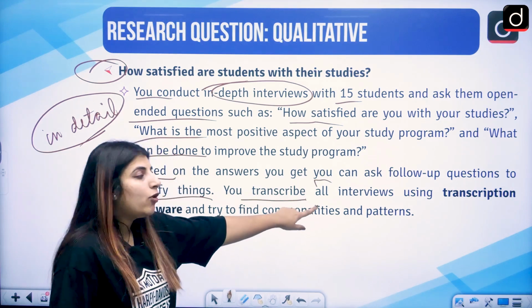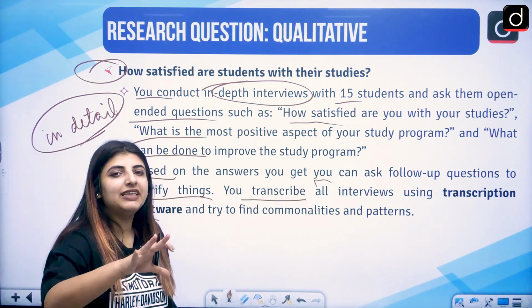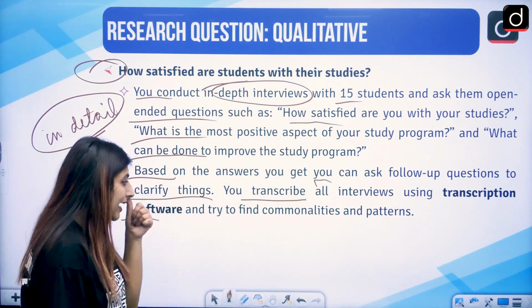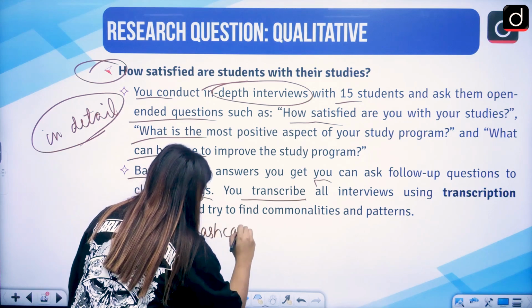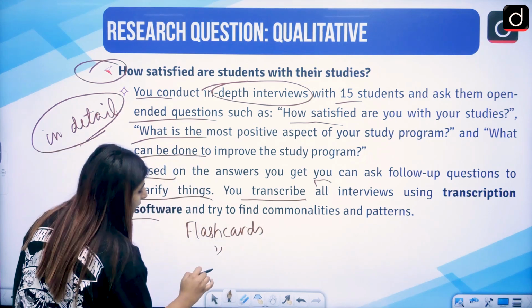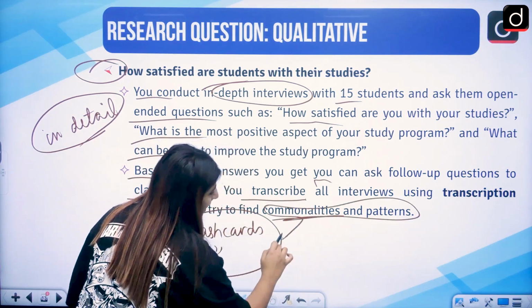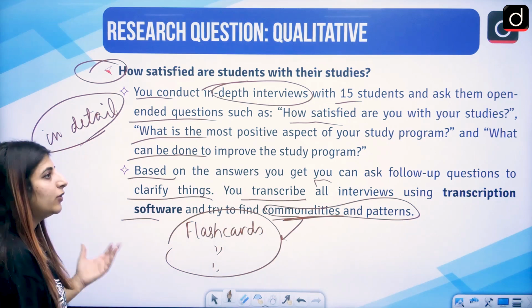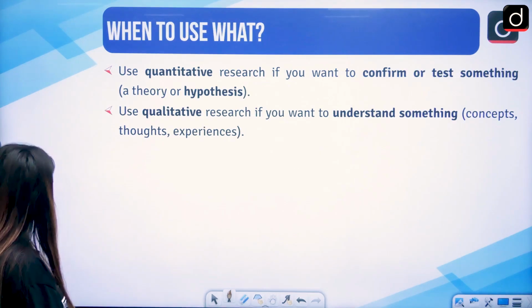You transcribe all interviews using transcription software and try to find commonalities and patterns. So you like that she teaches through flashcards. The second student also says that I love that when she teaches with flashcards, and so on and so forth. So you are trying to find out the commonalities and patterns which are associated there, and which is the professor who you do not like, right?